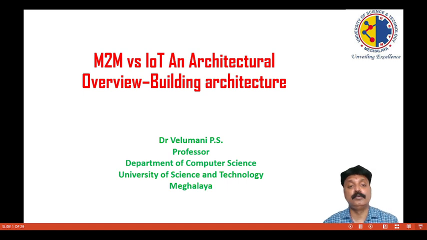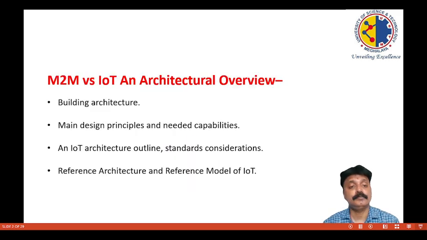In this video, we are going to see about machine-to-machine versus Internet of Things architectural overview, building the architecture. So in the M2M versus IoT architectural overview, the following are the areas which we can have a glance: building the architecture, the main design principles and needed capabilities, an IoT architecture outline, standard considerations, reference architecture and reference model of IoT.